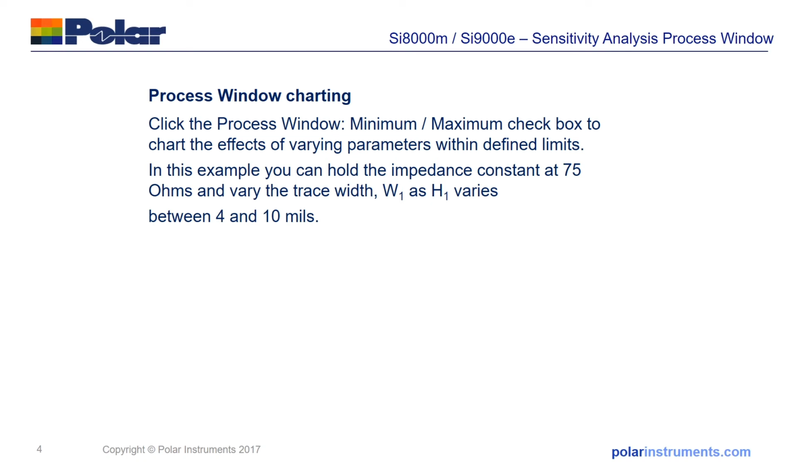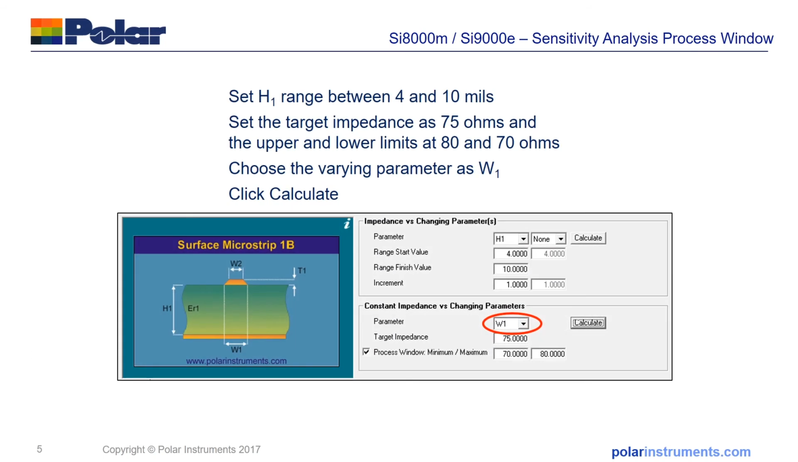So in this example, we're going to hold the differential impedance constant at 75 ohms, vary the trace width, but also look at how much trace width variation we can cope with and still hold the impedance within specification. In this case, we're going to look specifically at varying width 1 while we sweep the height and look at the process window where the impedance is between 75 ohms plus or minus 5 ohms.